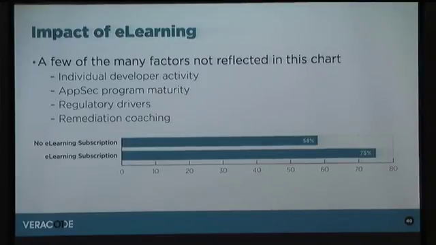When you look at the overall fix rate of customers who have established an e-learning program, we notice that the fix rate is considerably higher, 75% of vulnerabilities fixed versus 58%, so it's a 30% difference. And so it does suggest there's some correlation with having that type of program around compared to your fix rate.